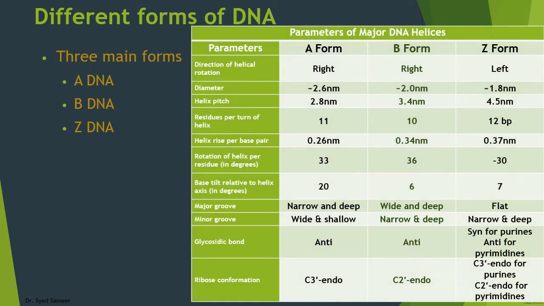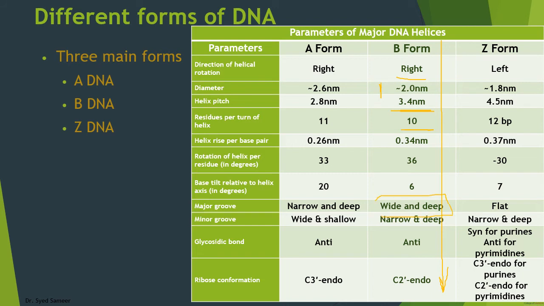As you can see in the comparison diagram, the B, the central one, is the one which is for the Watson and Crick's type of DNA. It's called as B form of DNA, and its helical rotation is right, and the diameter is around 2 nanometers, and the helix pitch, that is one complete turn, makes up 3.4 nanometers, and in one complete turn there are 10 bases. And then the differences in major groove and minor groove.